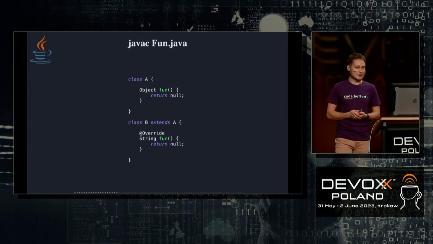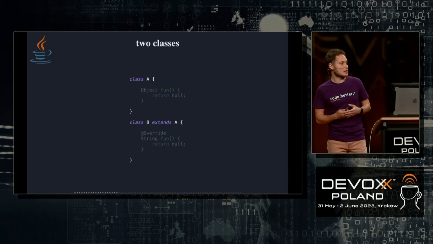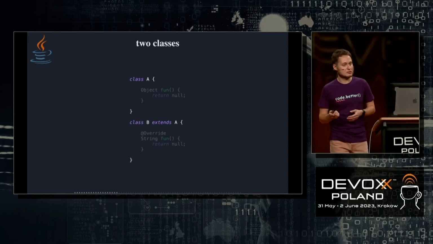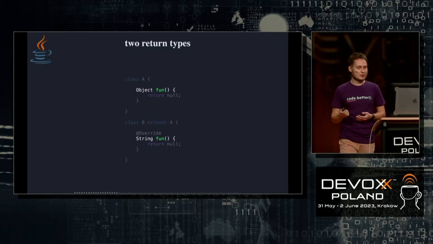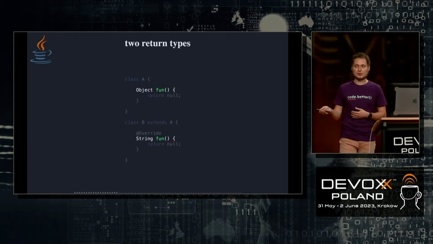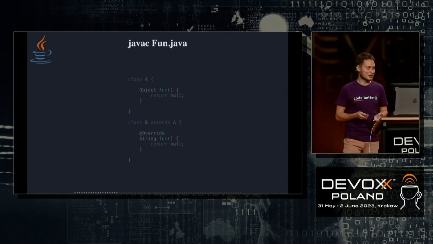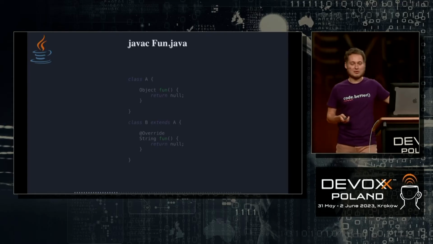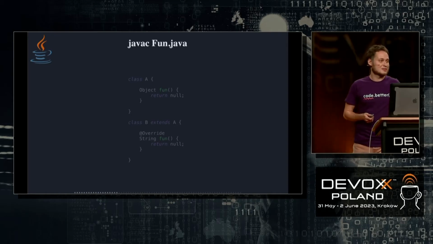Let's have a look at the other example. What do we have here? We have two classes. One extends another one. And we have two methods. One overrides another one. The only difference is that they have two different return types. One returns object, another returns string. What's going to happen if we compile this? First of all, can we write source code like this? No? Who thinks no? Okay. Sorry, but we can do like this.